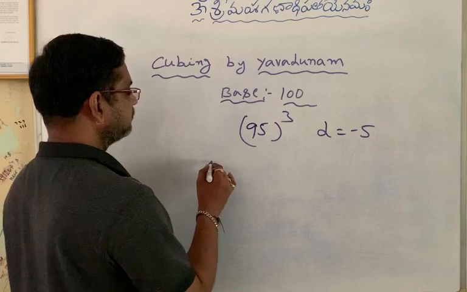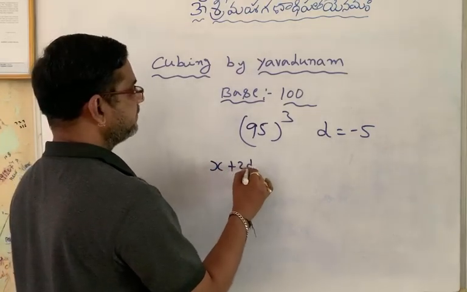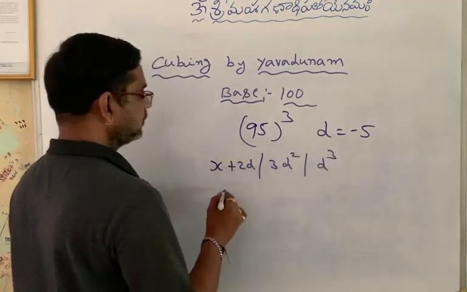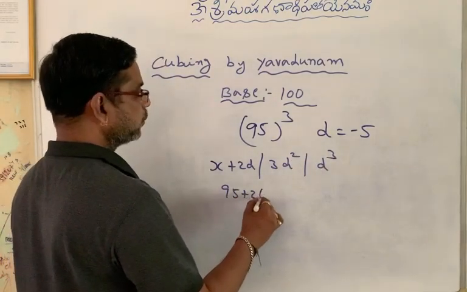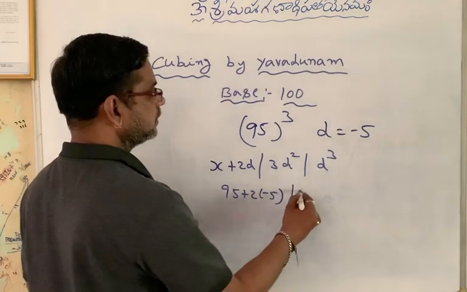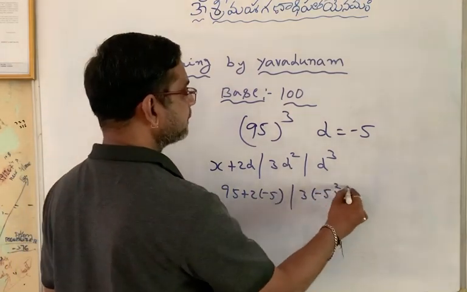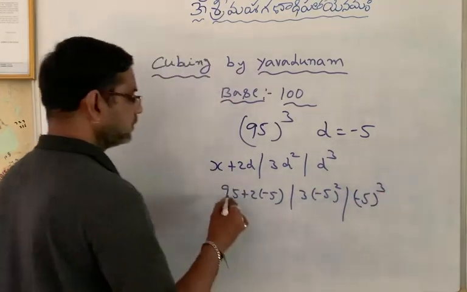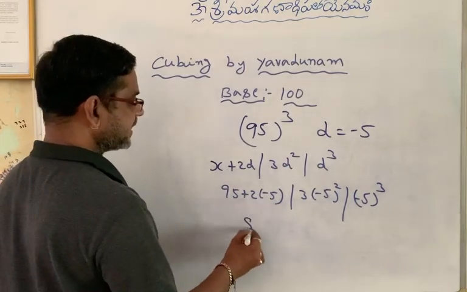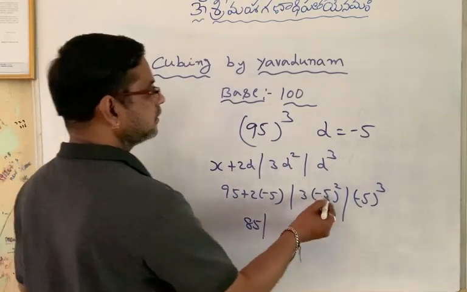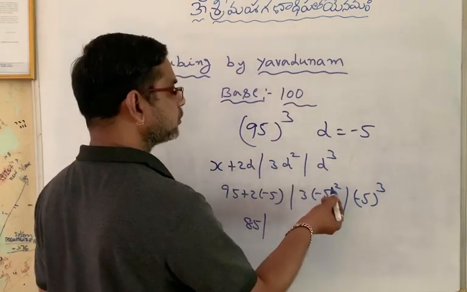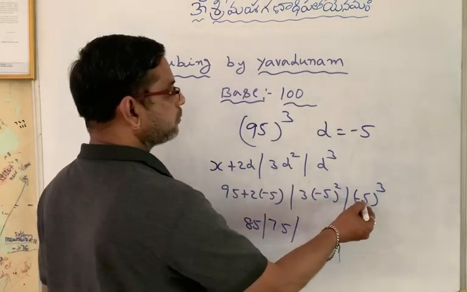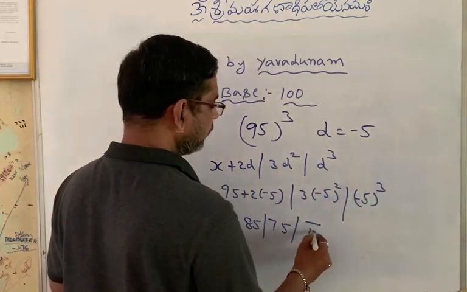If we consider the given number as x: x plus 2 into deviation, 3 into deviation square, deviation cube. So 95 plus 2 into minus 5, 3 into minus 5 whole square, minus 5 whole cube. Now 95 minus 10 is 85. 5 square is 25, minus 5 square is also 25, 25 into 3 is 75, and minus 5 cube is bar 125.